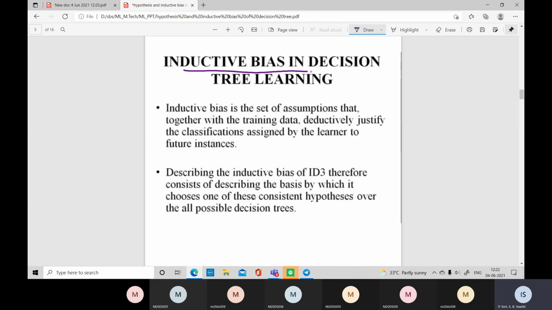Now, inductive bias in decision tree learning. Just now we have discussed what inductive bias is. Inductive bias is in a given training data. Suppose we have given some 1000 instances. All those 1000 instances will have some specific values for each and every attribute. Some or the other value will be there. So those are considered as specific data.